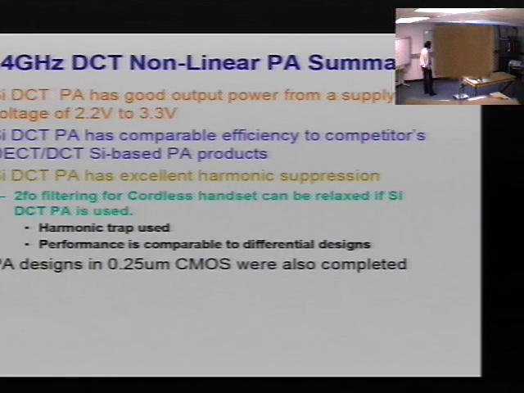We also did designs in a quarter micron CMOS, but didn't get a chance at that stage to do the measurements as well, and that's a very, very challenging area, especially with a highly conductive substrate that's used for CMOS.